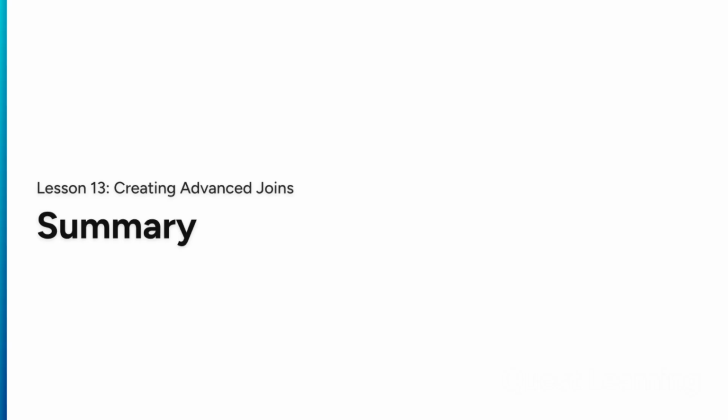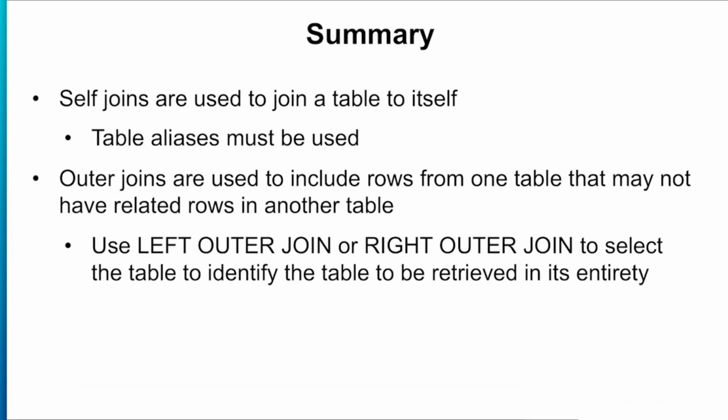Let's summarize. Self-joins are used to join a table to itself. This is actually more useful than it would appear, and when you need to do it, make sure you alias the tables, otherwise it will not work, and you'll end up with all rows in both tables matched to each other.